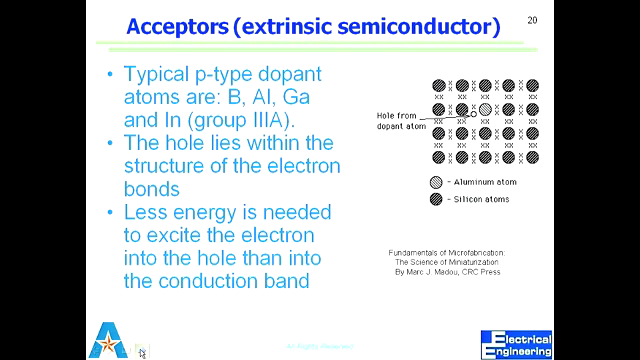So P-type dopants are boron, aluminum, gallium, indium, and so on. It takes less energy to excite the electron into the hole than into the conduction band. Essentially, bringing it back to the valence band is easier than kicking it to the conduction band. So we need more energy to create holes in the material.